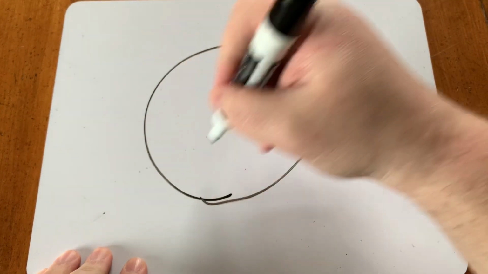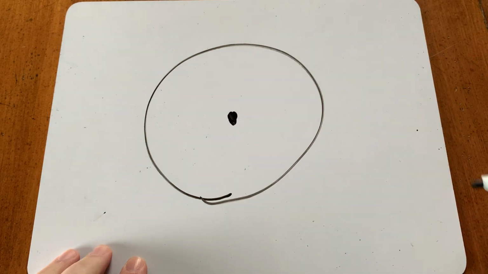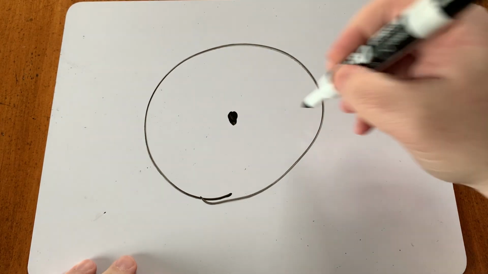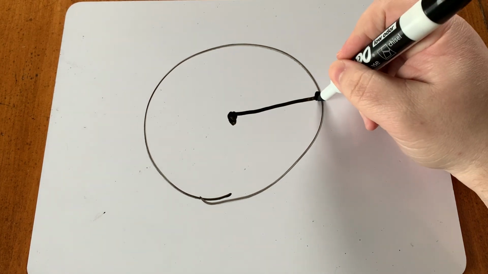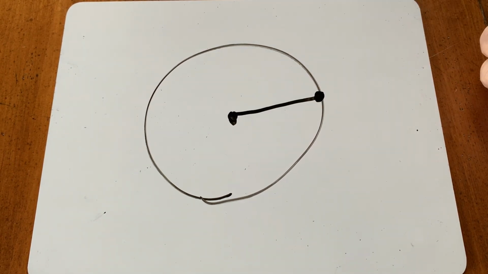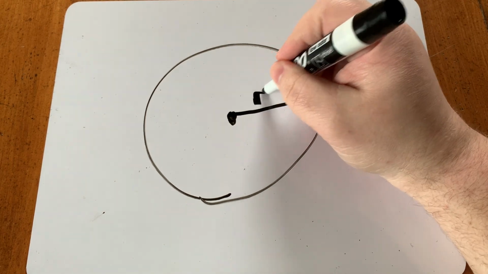So we've already talked about what circles are. Circles are the set of all points that are equidistant from a single point called the center. So we have a circle, and that point right there in the middle is the center. We've also talked about that the segment with one endpoint on the center and one endpoint on the circle is called a radius.